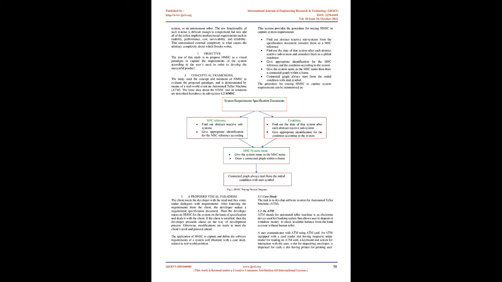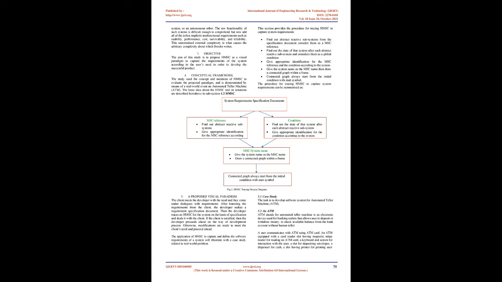Find out abstract reactive subsystems from the specification document. Consider them as MSC references. Find out the state of the system after each abstract reactive subsystem and consider them as global conditions. Give appropriate identification for the MSC references and the conditions according to the system. Give the system name as the MSC name, then draw a connected graph within a frame. The connected graph always starts from the initial condition with a start symbol.